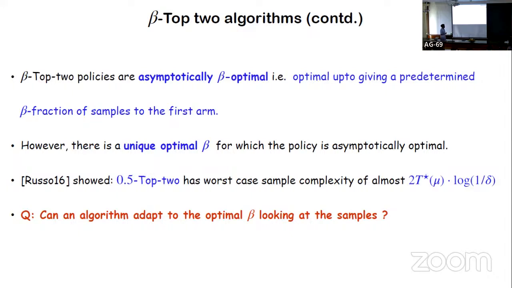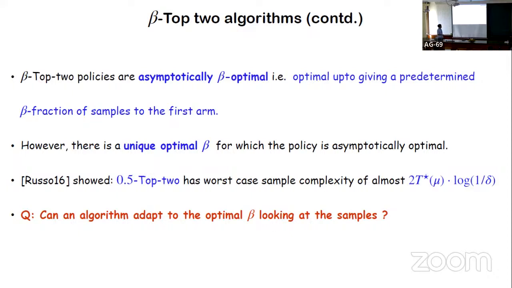Now, to know this optimal beta, we have to know the instance beforehand. So now the question is, can an algorithm adapt to the optimal beta just by looking at the samples, or can it learn the optimal beta?